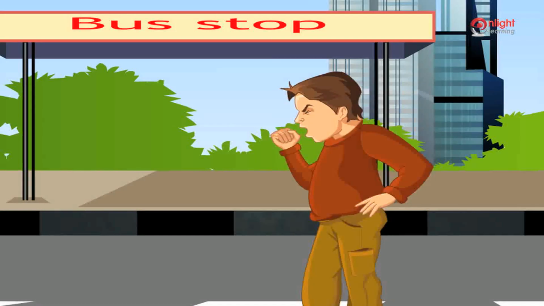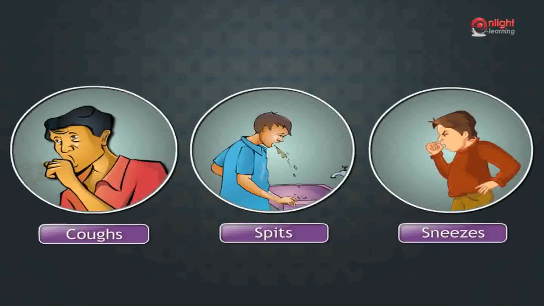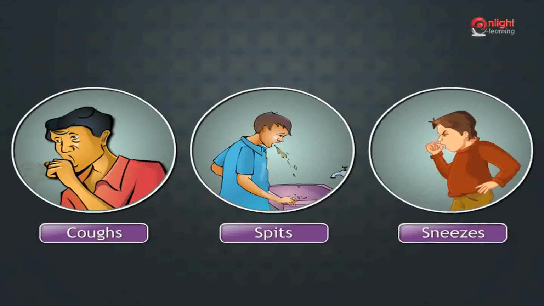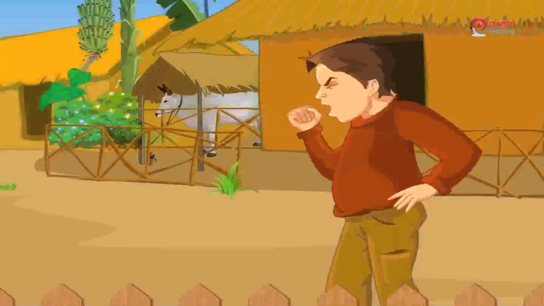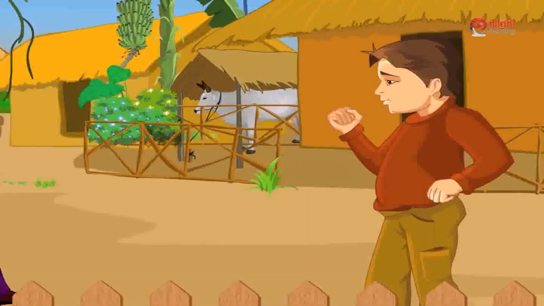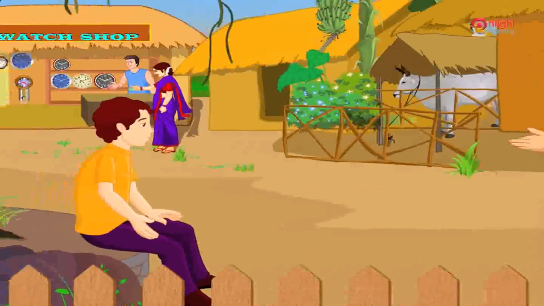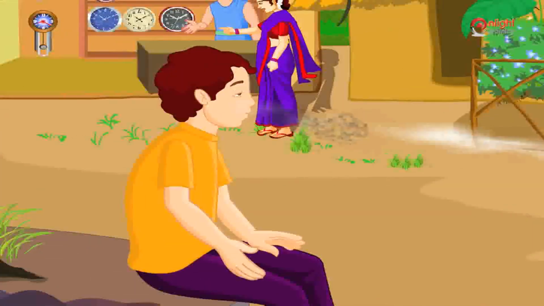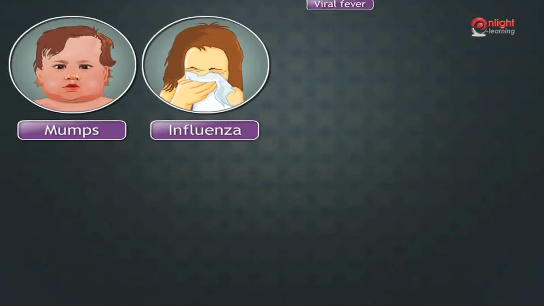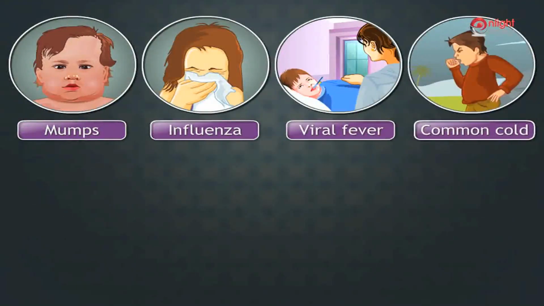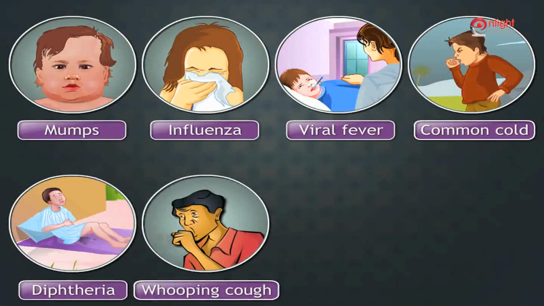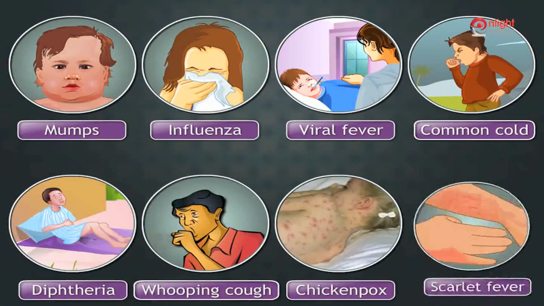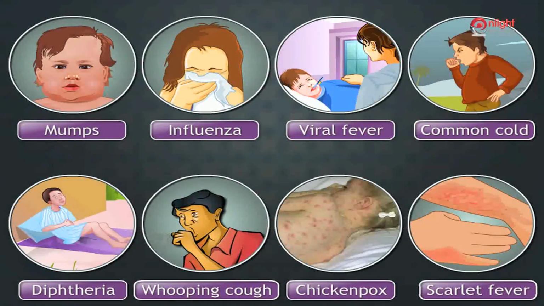When a person suffering from a communicable disease coughs, spits or sneezes, some germs from his body enter the air. These germs spread in air. Later, they enter the body of a healthy person who breathes in this air. The germs enter his body and cause diseases. Diseases like mumps, influenza, viral fever, common cold, diphtheria, whooping cough, chickenpox and scarlet fever spread in this manner.